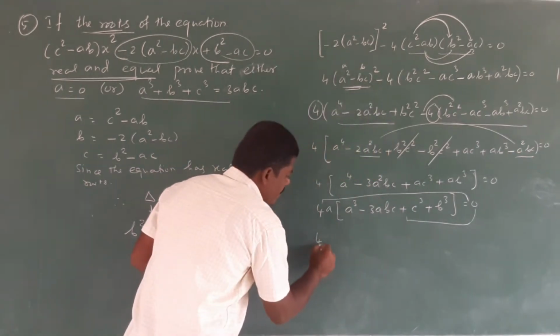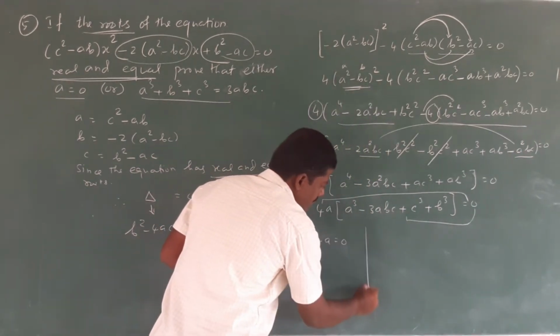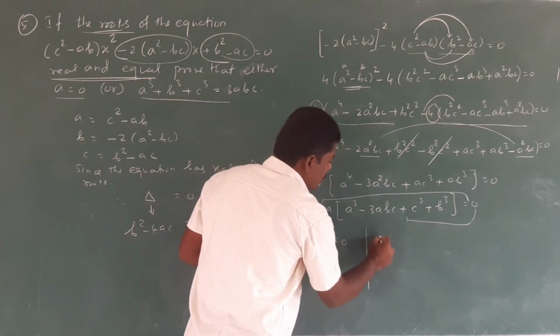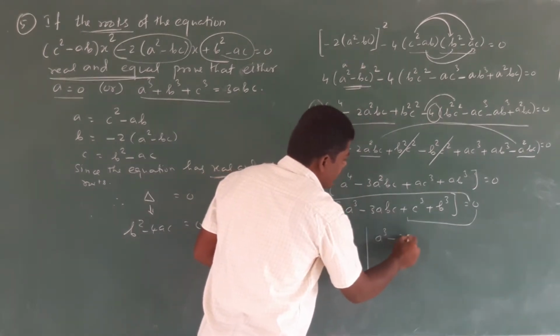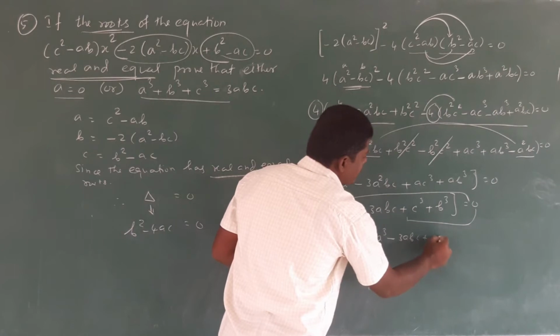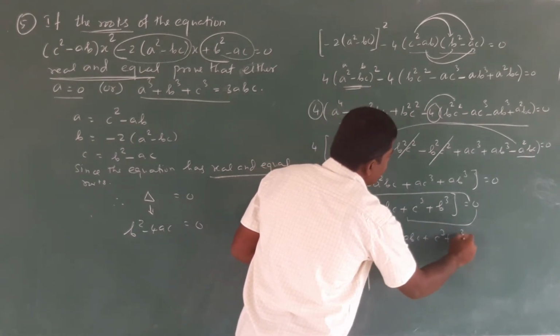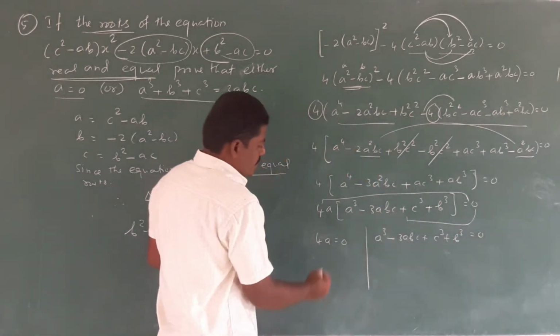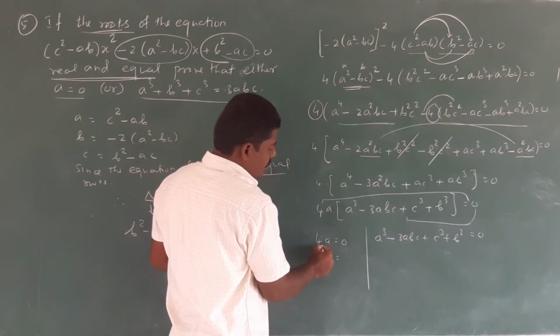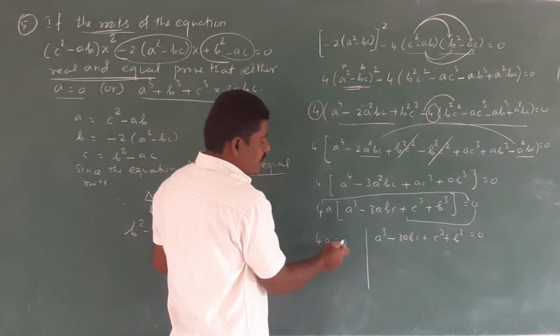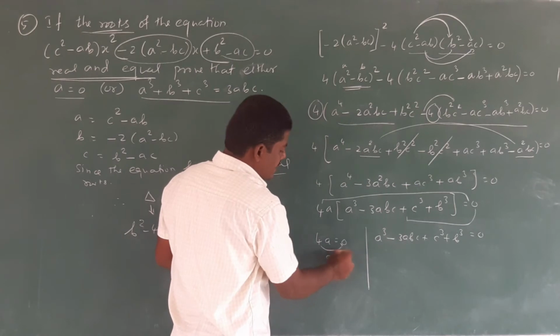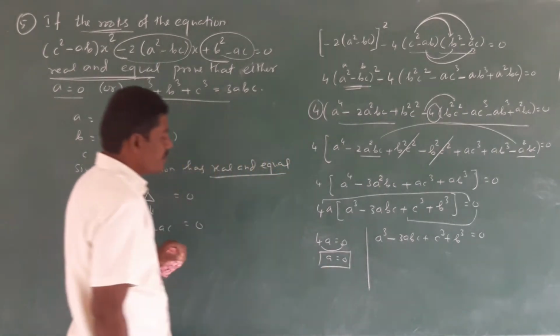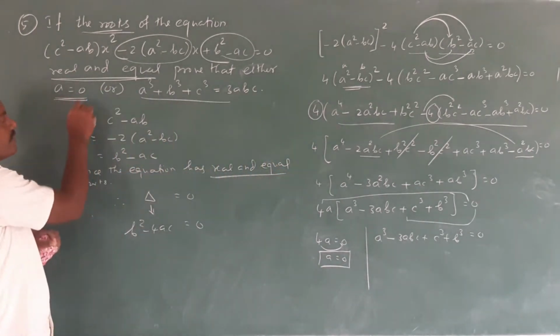This we can write as 4A is equal to 0 or A cube minus 3ABC plus C cube plus B cube equal to 0. Understand? So now A is equal to, this 4 goes to the right side, becomes 0, and 0 divided by anything is 0. So A is equal to 0. This is our first proof.